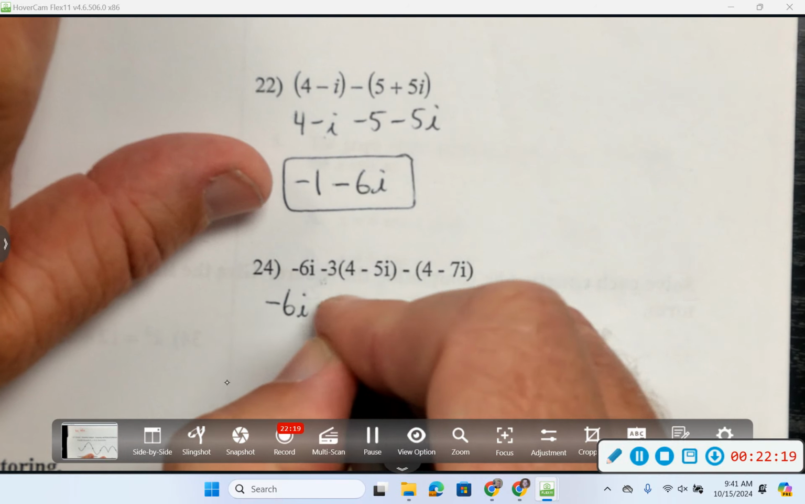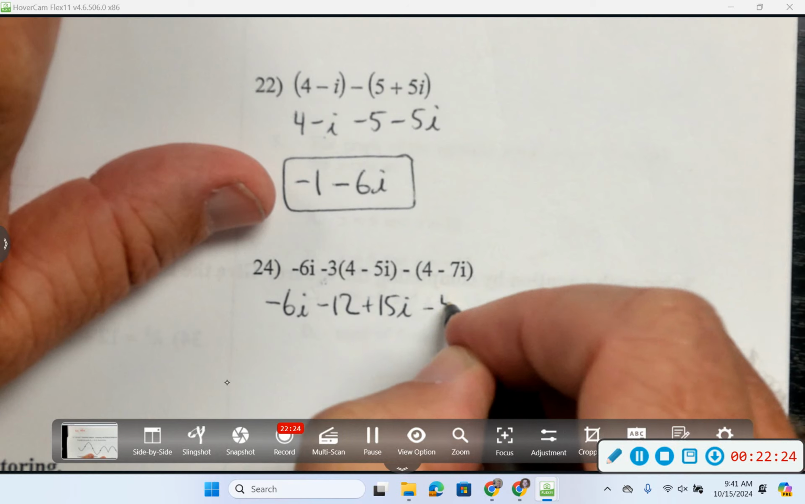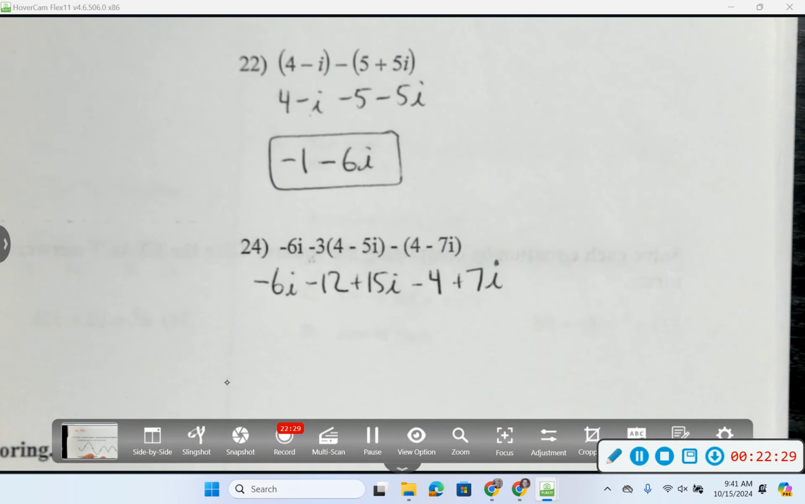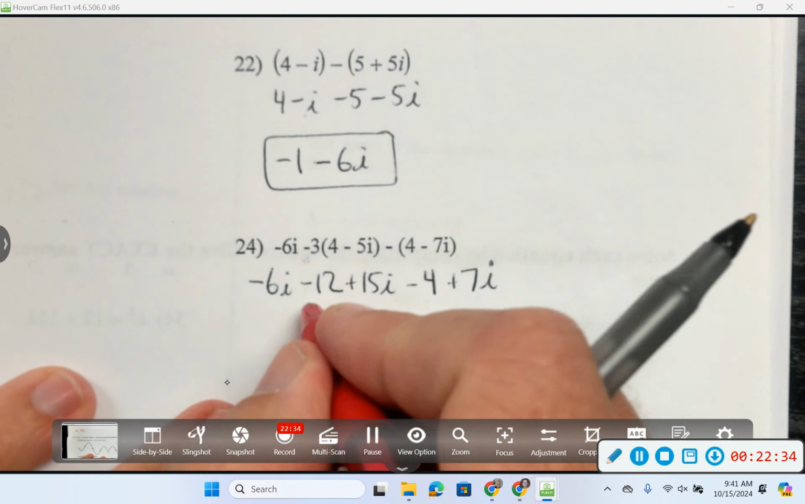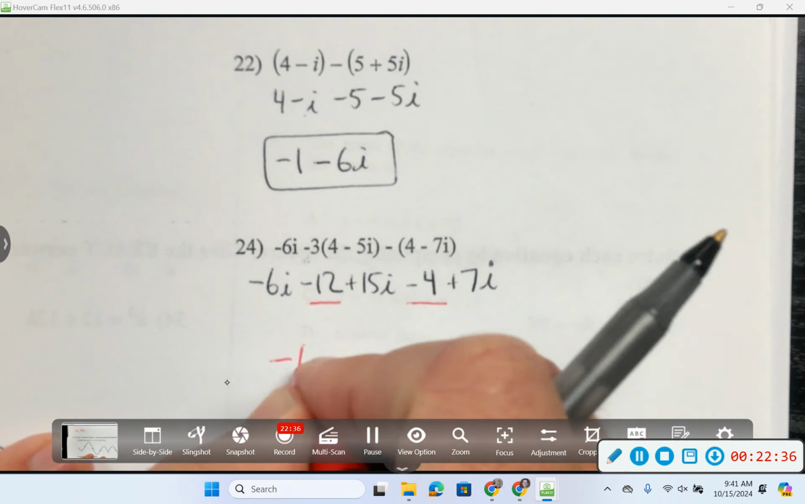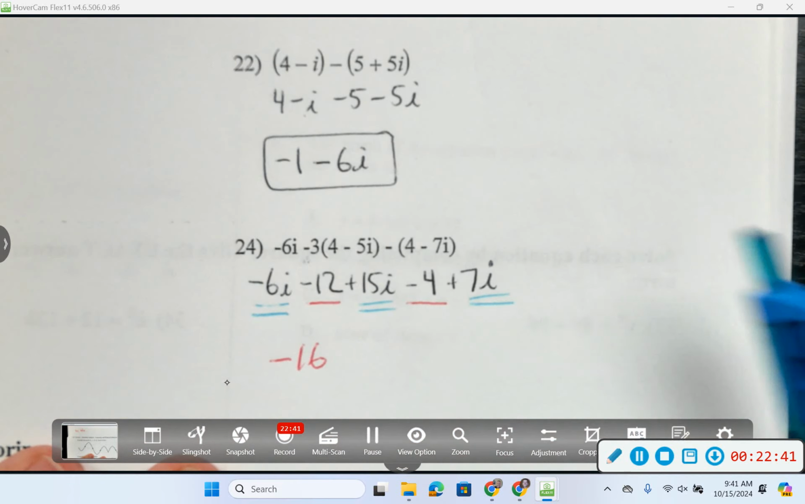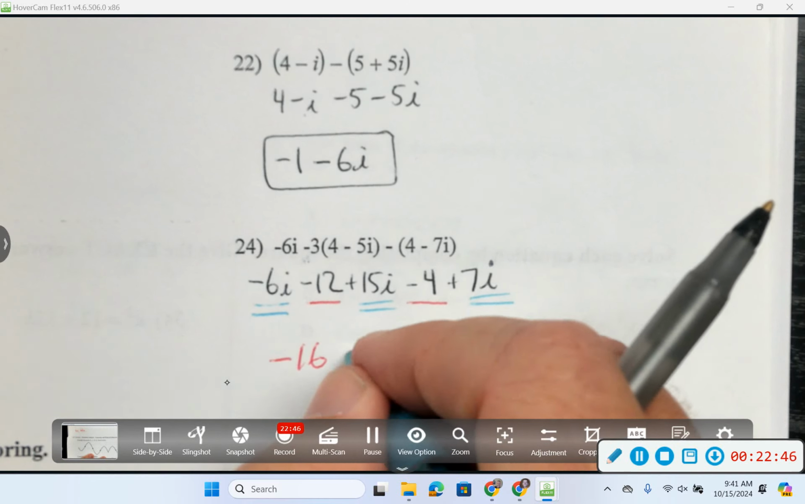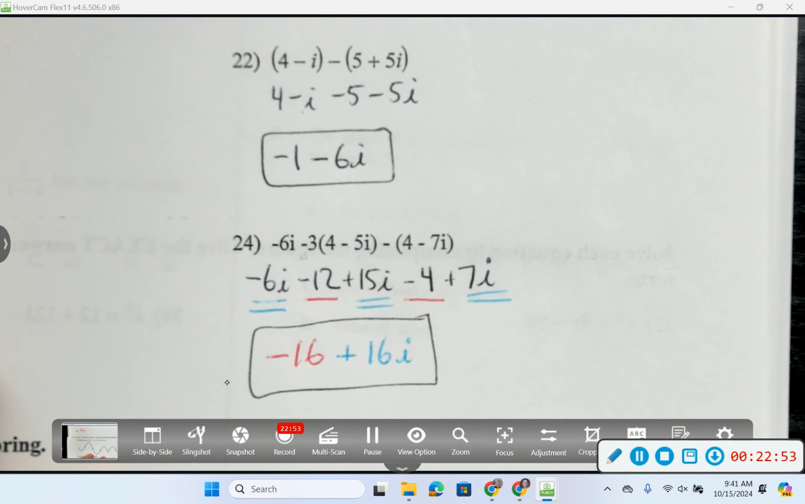So negative 6i minus 12 plus 15i minus 4 plus 7i. So really, I guess there is multiplication. You've got to distribute that negative 3. After that, like terms. So negative 16. Negative 6 plus 15 is 9, plus 7 is 16. So there's my patriotic answer for that problem.